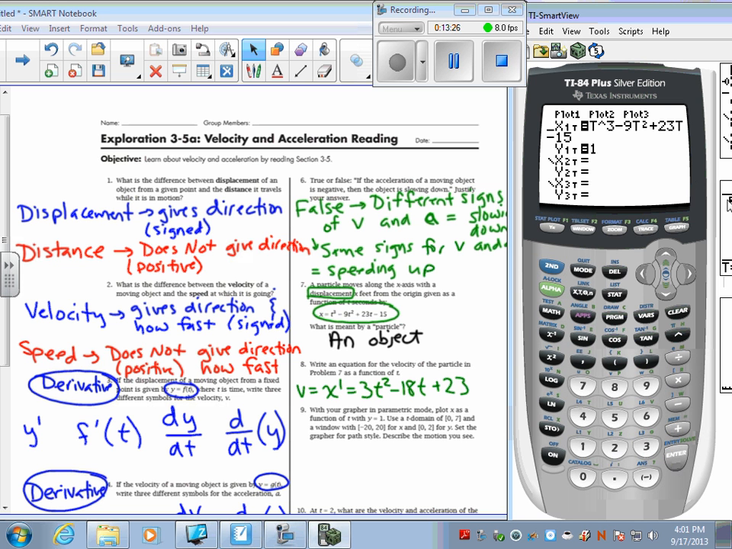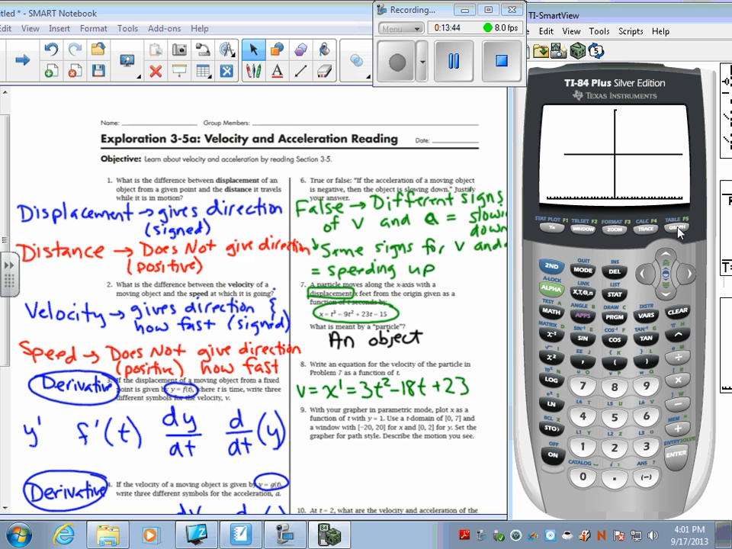What I'm going to do is hit graph, and I need to watch what happens. So the object moves to the right, the object moves to the left, the object moves to the right again, and goes off of the screen. So the question says, describe the motion that you see.